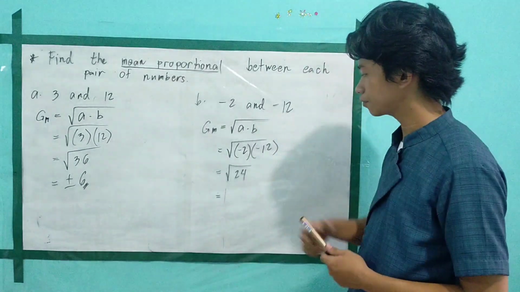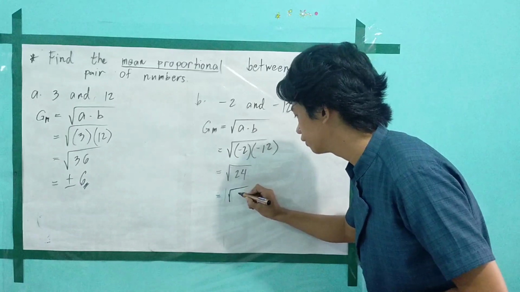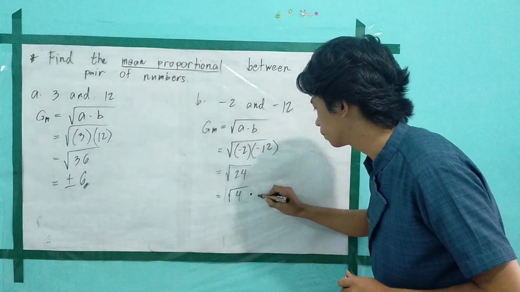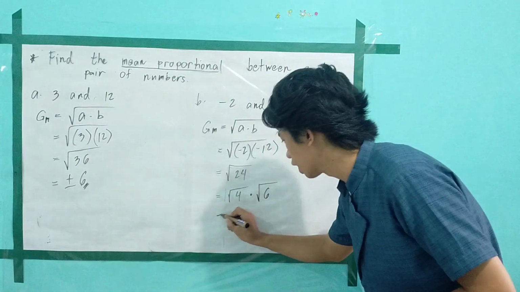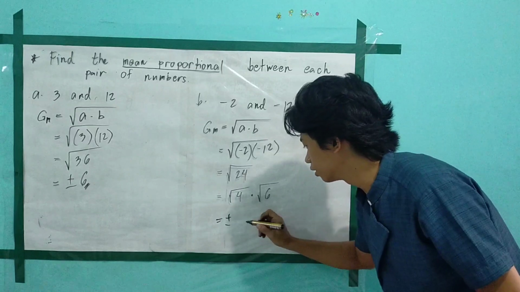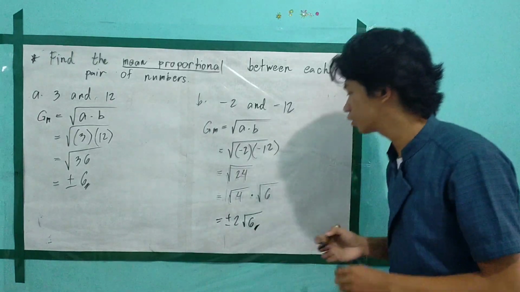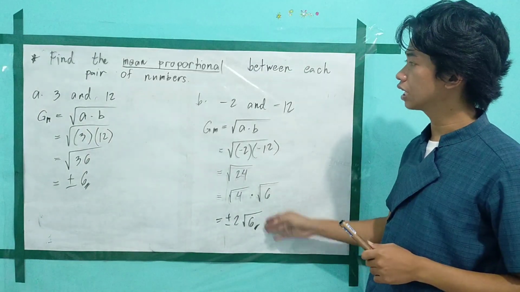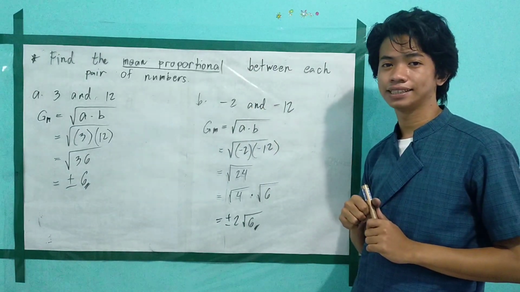Okay. Ang factors ng 24, so we have positive 4, square root of positive 4 multiplied to square root of 6. So we have positive and negative 2 square root of 6. So ito yung magiging sagot, or ito yung geometric mean natin, mean proportional between negative 2 and negative 12.